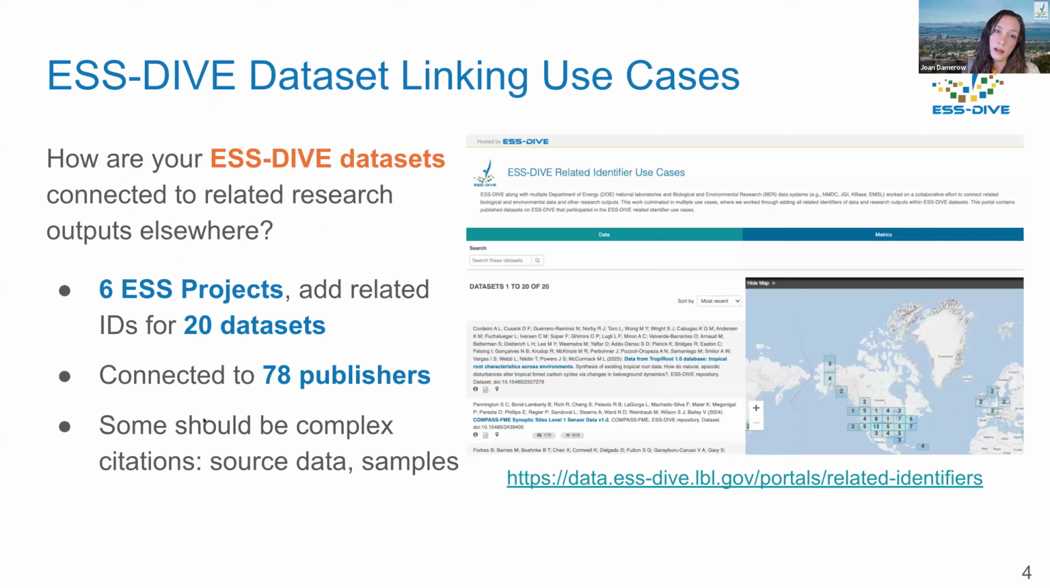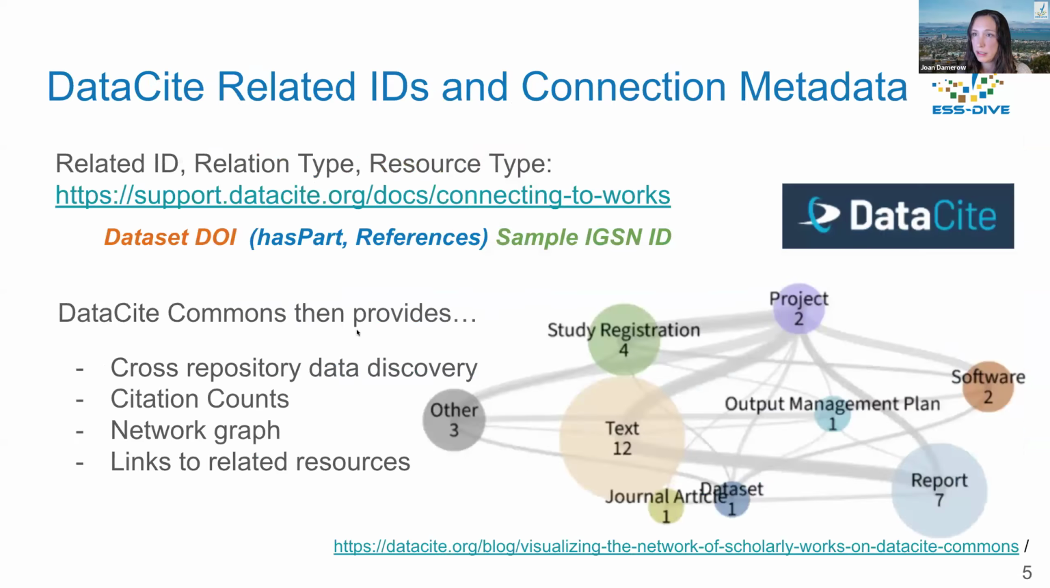So we worked with our scientists in the environmental systems science projects to determine how specific data sets should be connected to related outputs, as I've mentioned. So this involves 6 different projects and about 20 data sets where we worked through and added related identifiers and connection metadata, using DataCite metadata. And these data sets are all published in a data portal collection, ESS Dive, shown here. The link is shown. And as I mentioned, some of these, not all, but some of them should be more like a complex citation when they're cited.